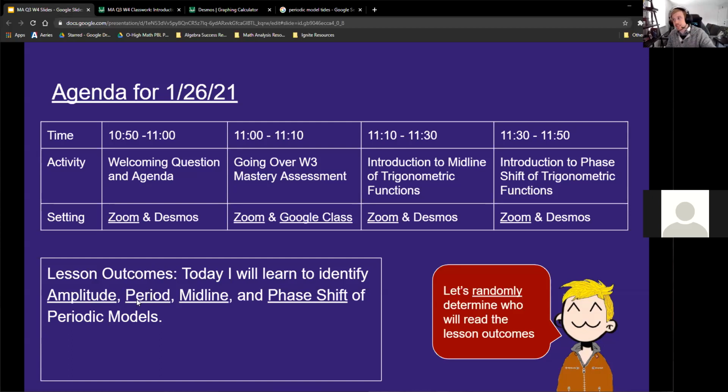The mastery assessment that I had you doing last weekend for week 3 was all about finding amplitude and period of a model. Today we're gonna go over it briefly. We'll discuss it, and I'm gonna solve it with y'all. Then we're gonna expand our ideas to include what we call the midline and phase shift. All right, so let's go ahead and get it, y'all.